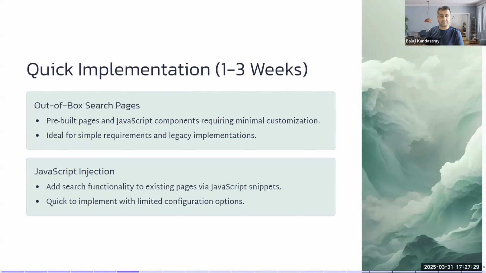When we are doing implementation, typically it is either a quick implementation or a full-blown implementation. Most of the time the clients ask how fast you can get it, and it depends on what they need. For a quick implementation, I would recommend 1 to 3 weeks, with some basic search sitemap crawlers and not a lot of development, using out-of-the-box search pages. These hosted search pages are typically hosted in Coveo itself, so you can design your page, drag and drop components, and directly use it in your website.